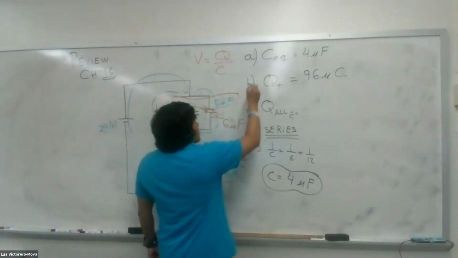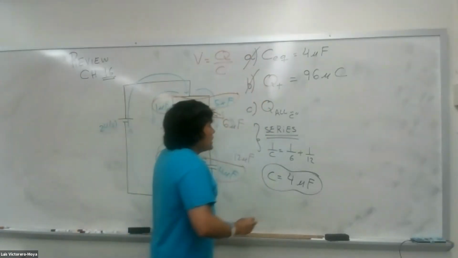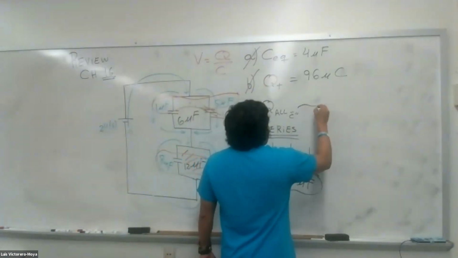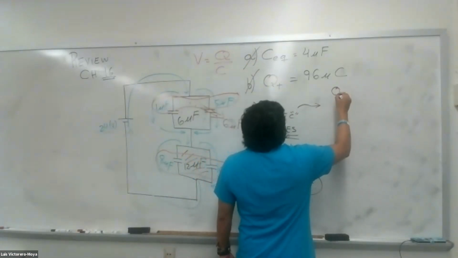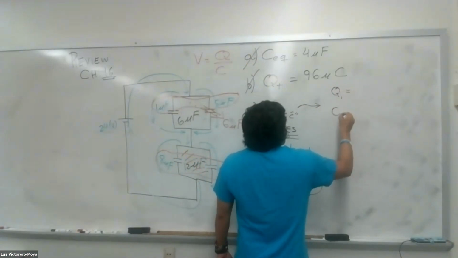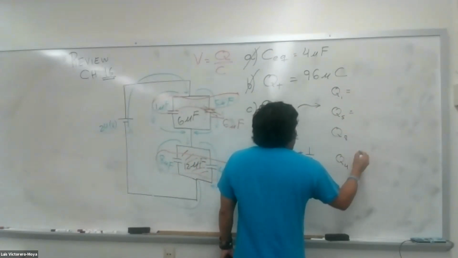So I did A and B, should be very easy. Now we're gonna find Q on 1, Q on 5, and then Q on 8 and Q on 4.